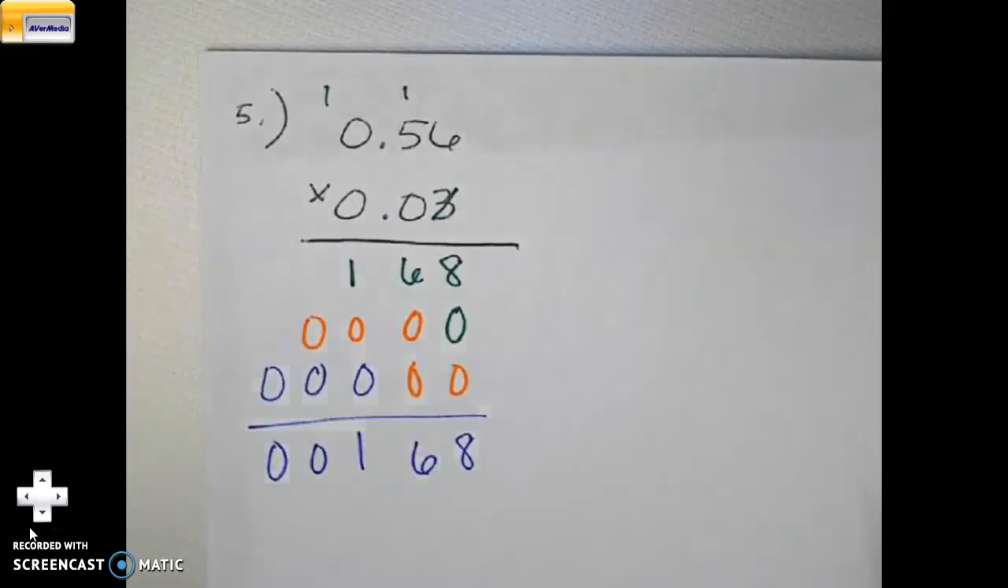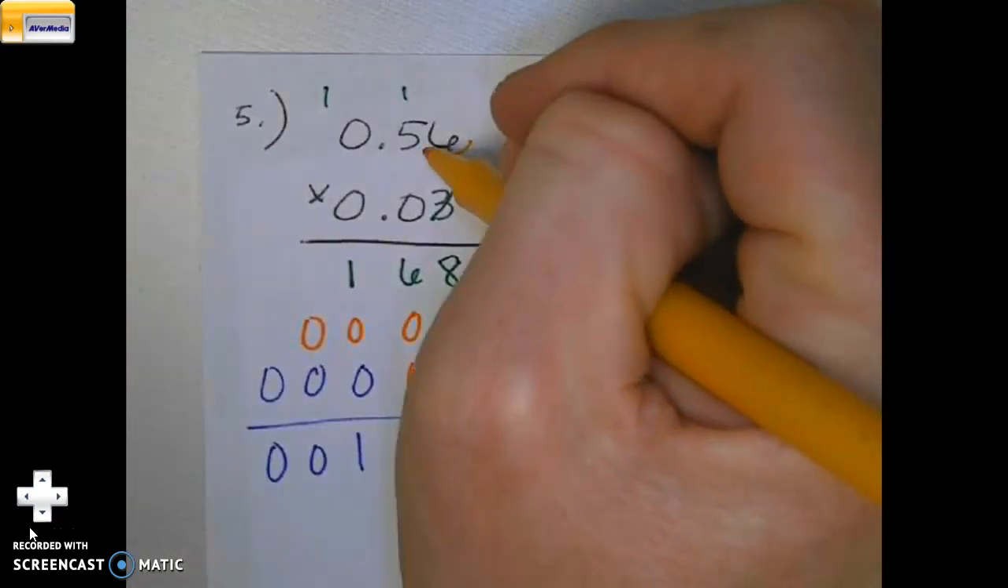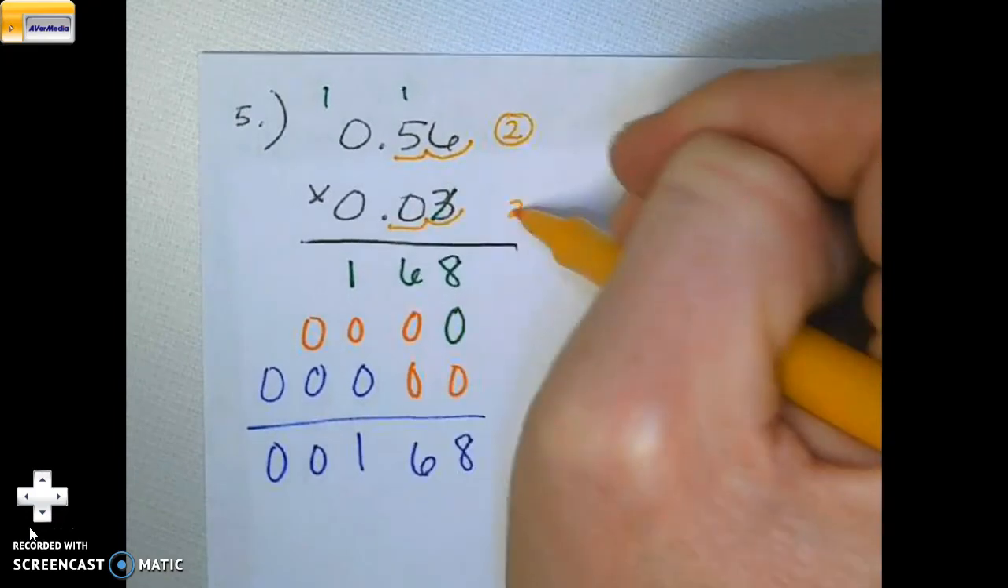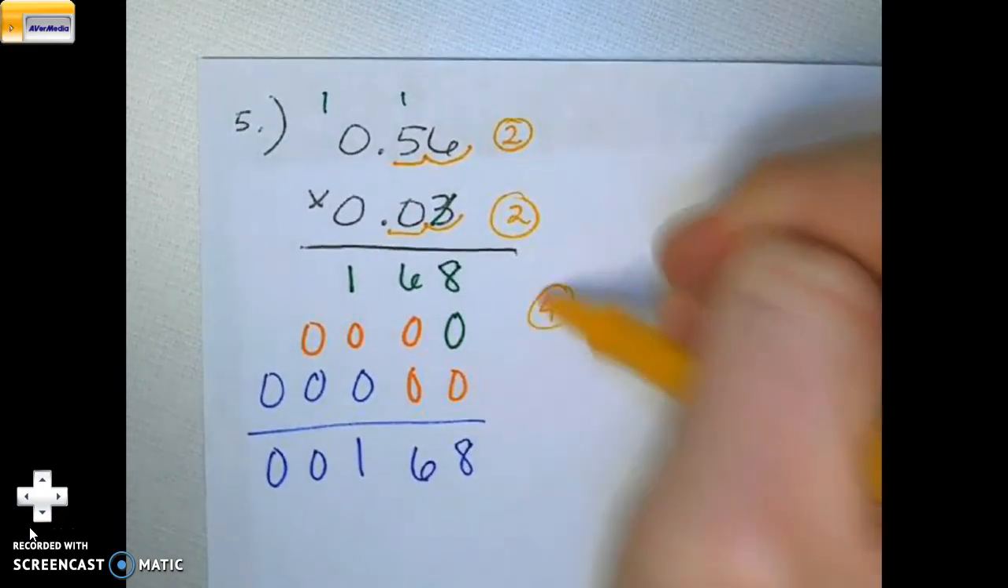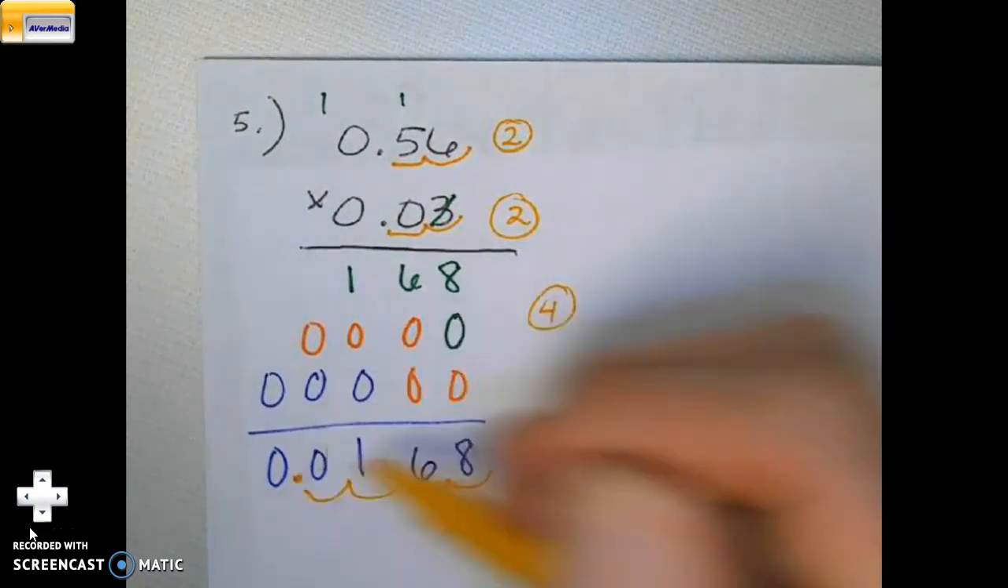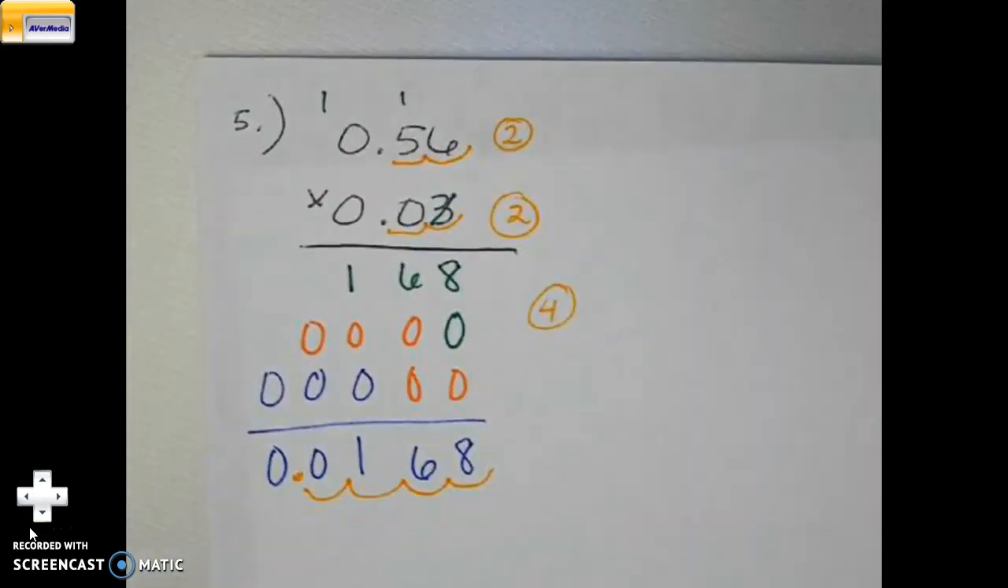But as we look at our bowls of ice cream, we have 2 here and 2 here. We add this up, we get 4. 1, 2, 3, 4. That is our final answer for number 5.